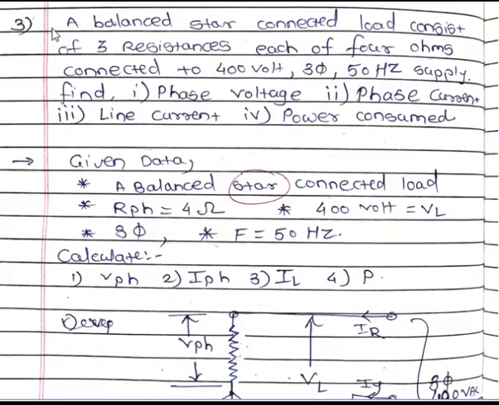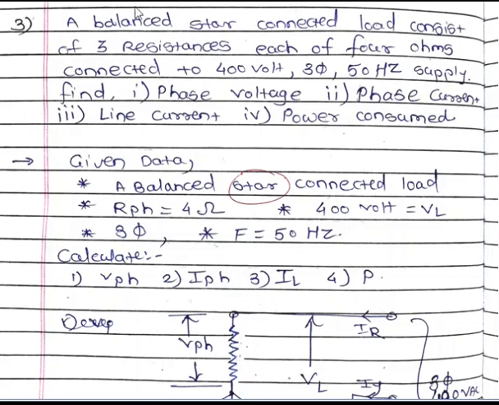Numerical number 3. A balanced star connected load consists of 3 resistances, each of 4 ohms, connected to a 400 volt, 3 phase, 50 Hz supply. Find first phase voltage, second phase current, third line current, fourth power consumed.